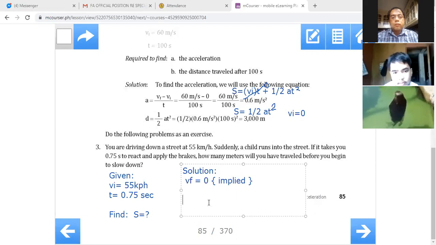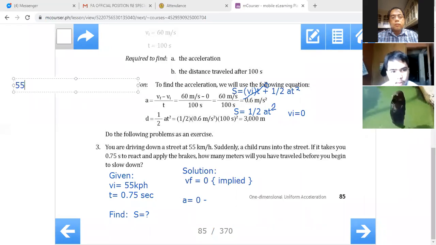So the first thing that you can probably solve is A. How much will be your acceleration? So that's 0 minus, can we use the value 55 or not?